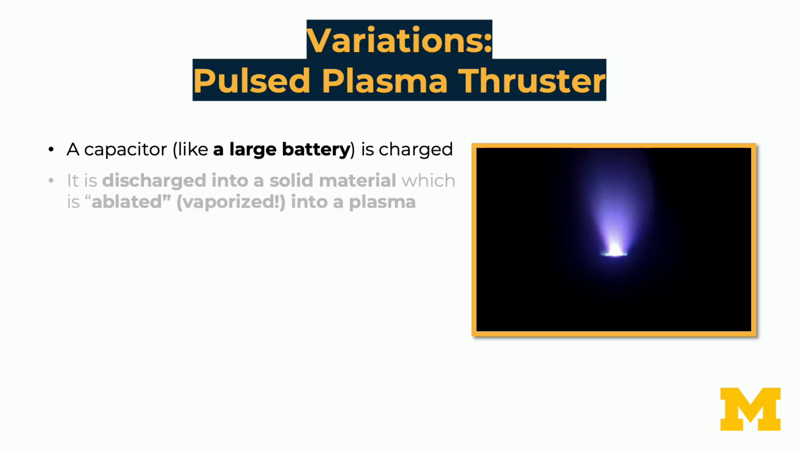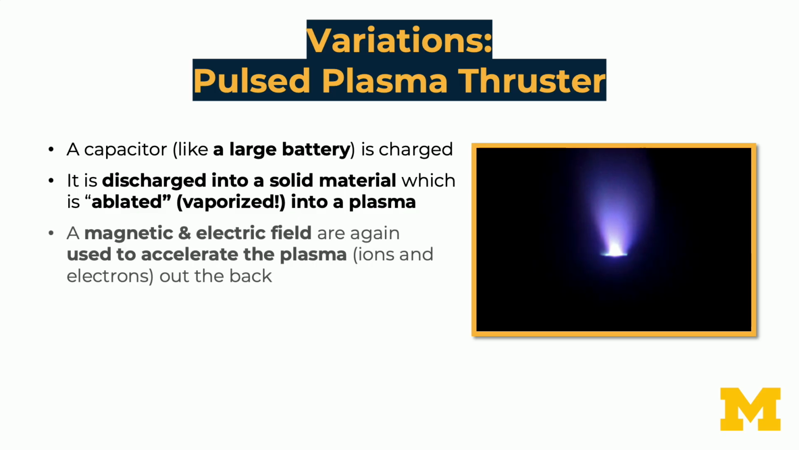Then there's the pulsed plasma thruster, where you take a capacitor, which is like a very large battery, and you charge that. Then you discharge that capacitor into a solid material, which you ablate, vaporizing that solid material into a plasma. And then you use magnetic and electric fields to accelerate the plasma out of the back again. This is slightly different because instead of using a gas, you're now using a solid material. All right. Then you charge this capacitor, you discharge it, you charge it, you discharge it. And that's why it's called a pulsed plasma thruster.